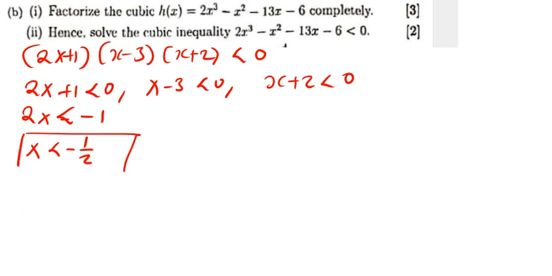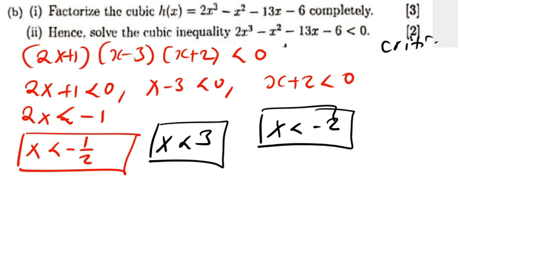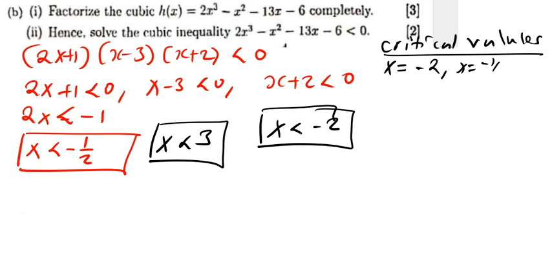This is the first critical point you have here. If you shift 3 to go to the other side, x less than 3, this is another critical point that I have. Then again here, x will be less than negative 2. This is another critical point that I have. So what I'll do is I'll just write my critical values. My critical values, I have got x equal to negative 2, x equal to negative 1 over 2, and x equal to 3.